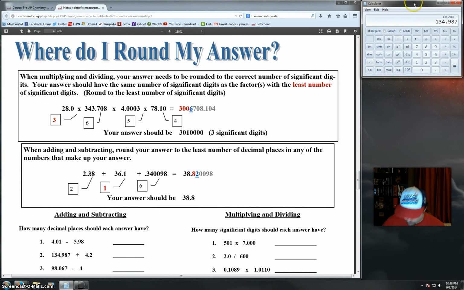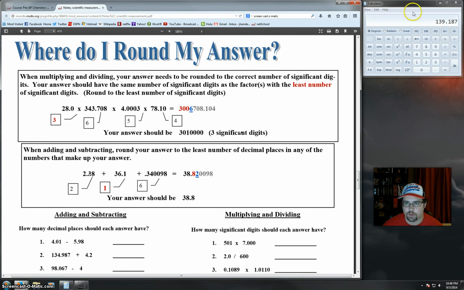134.987 plus 4.2, I get this big number here. But since this has 3 decimal places, this one only has 1 decimal place. Your answer can only have 1 decimal place. So it's going to be 139.1, but I'm going to look at that 8. That 8 is bigger than a 5, so it's going to round up. So it should be 139.2 for this answer right here. 139.2 should be your answer for that second one.